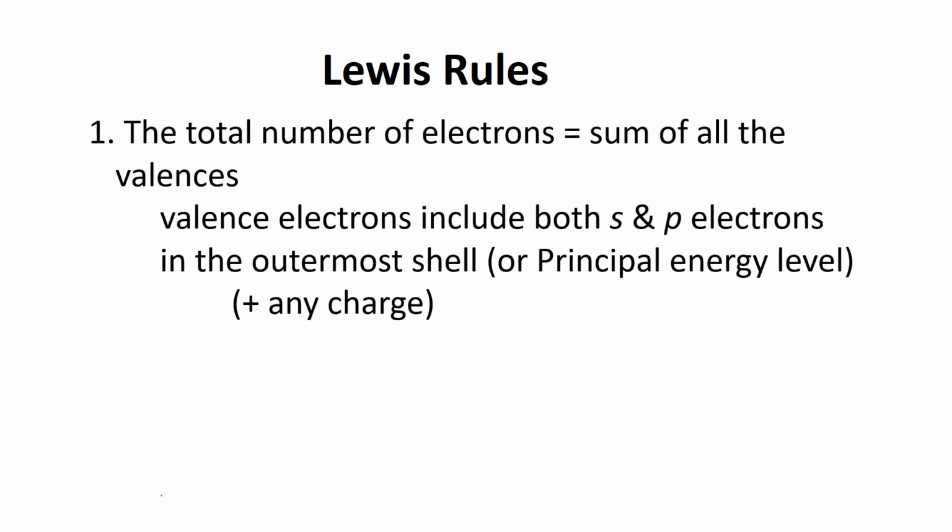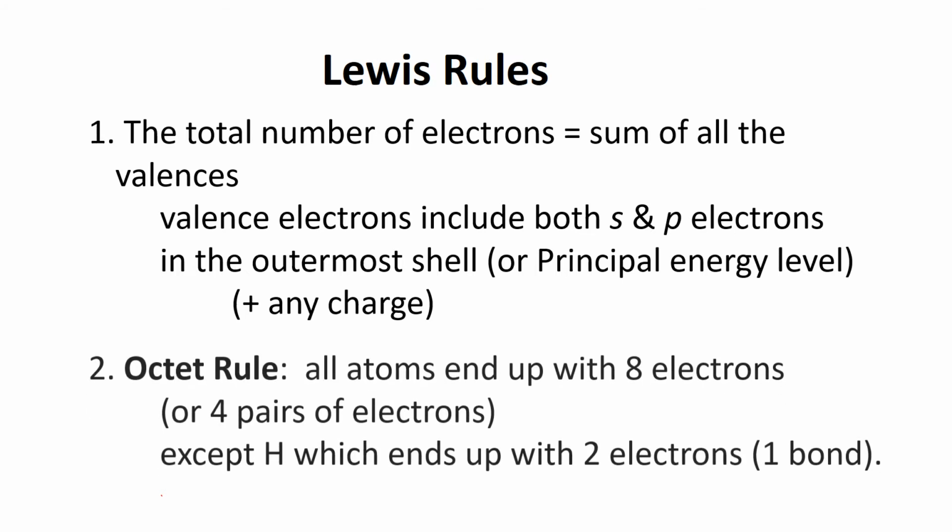The Lewis structure rules are as follows. The first rule is that the total number of electrons has to equal the sum of all the valence electrons. That is, you can't use more electrons than you have. Valence electrons, remember, include both s and p electrons in the outermost shell or principal energy level, and also include any charge. If it's negative, there are more electrons, and if positive, you remove electrons.